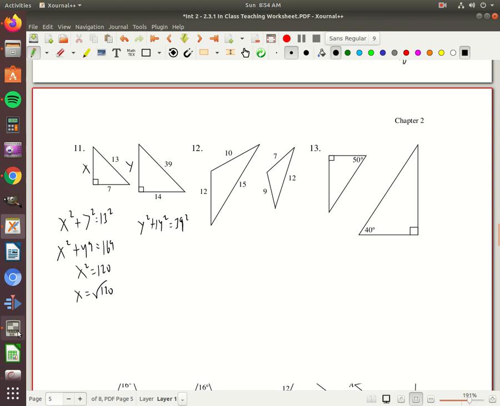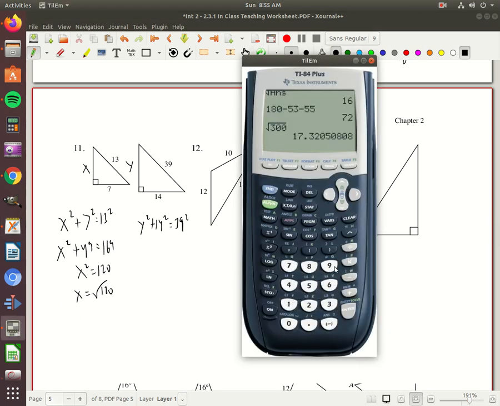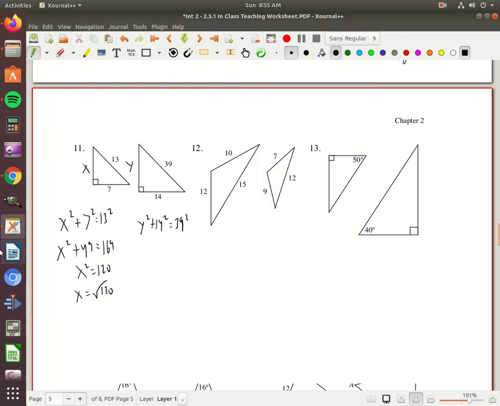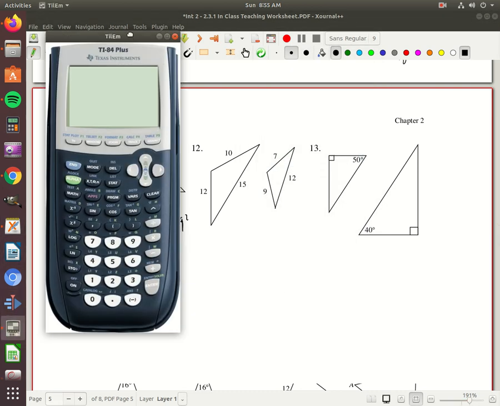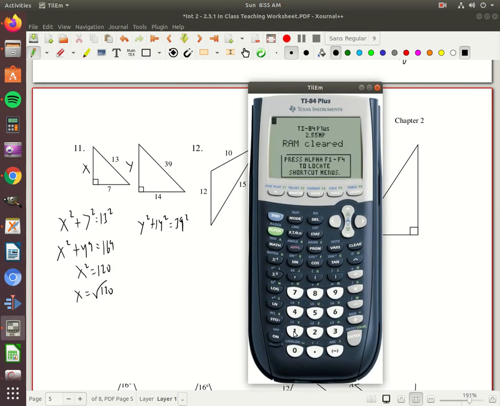Over here, I have no idea. Actually, I think it's 196, but let's see what these equal. 14 squared. Huh, it's not clicking. I don't know why. Looks like I'm going to have to close this calculator and reopen it. So, if I have 14 squared, and if I have 39 squared, so I get 196 and 1521.